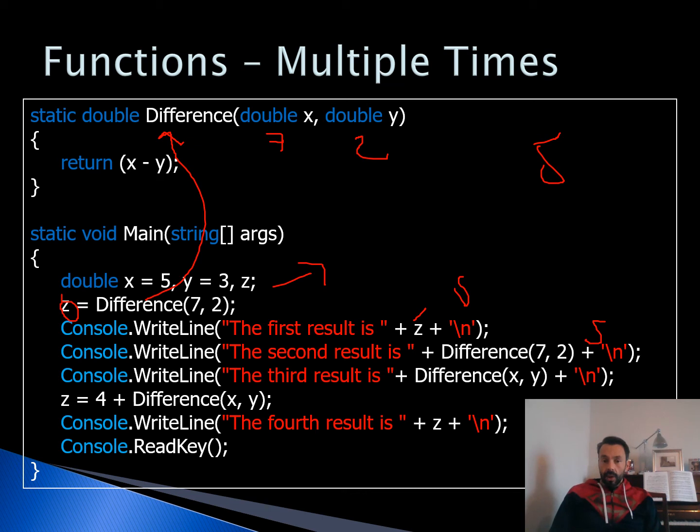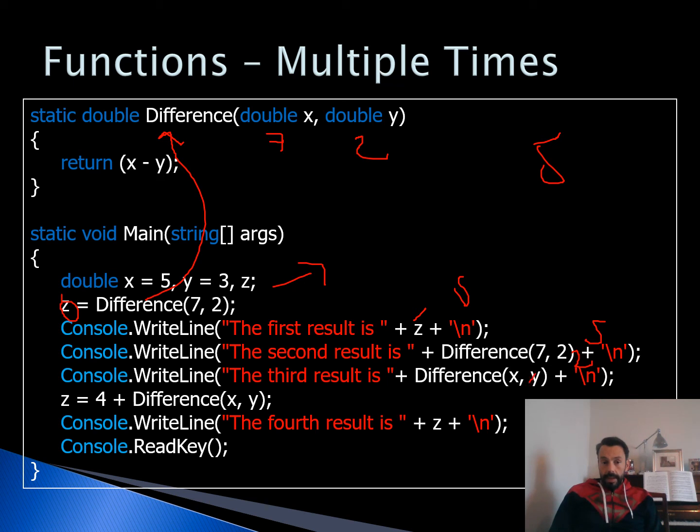Then the third result, you can call that again, plus difference, to show you the variability of these. So you can return the value, 7, 2. You can hardwire them in, and also you can pass in the variables as well. So you get 5 and 3. So 5 take away 3 would be 2.